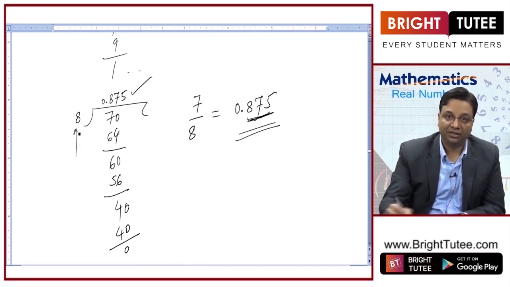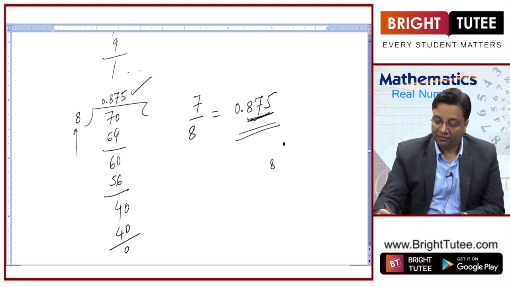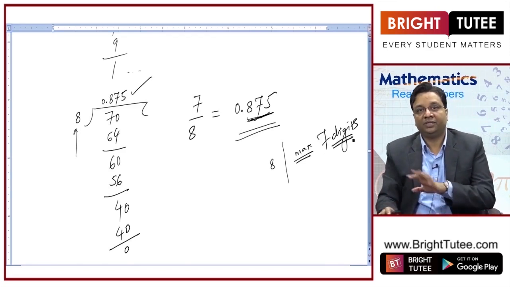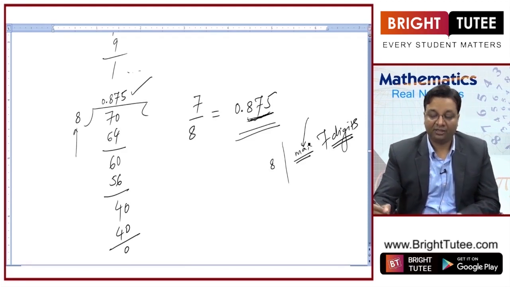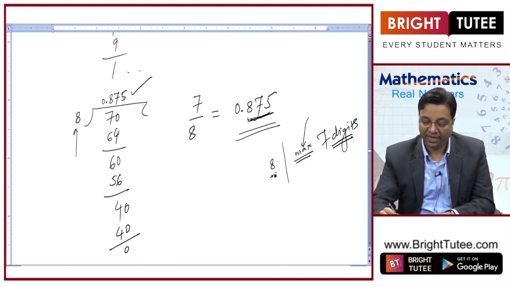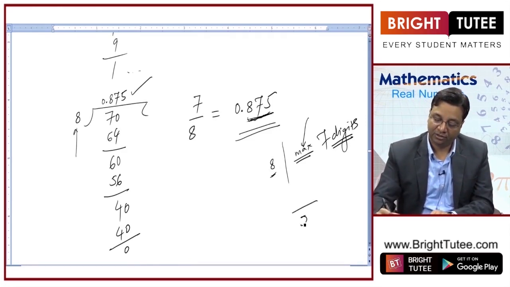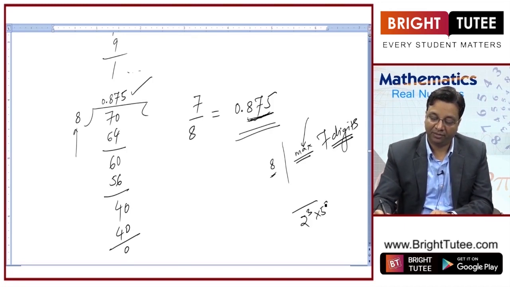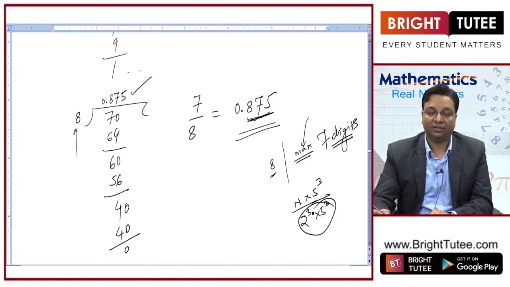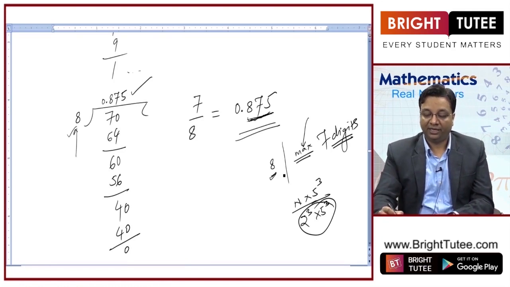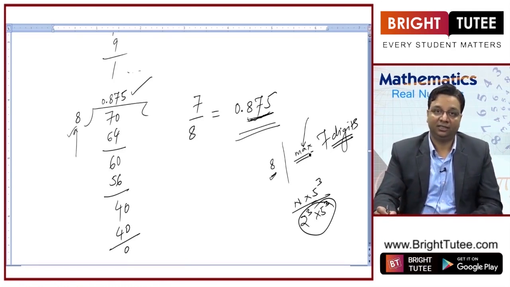Whatever the divisor is, if the divisor is 8, it will have maximum 7 digits. Maximum doesn't mean that it will always have 7 digits. In case of 8, it will definitely have 3 digits, because 8 is 2 raised to power 3, right? We can multiply it by 5 raised to power 3 and the numerator by 5 raised to power 3. We know that this is 1000.